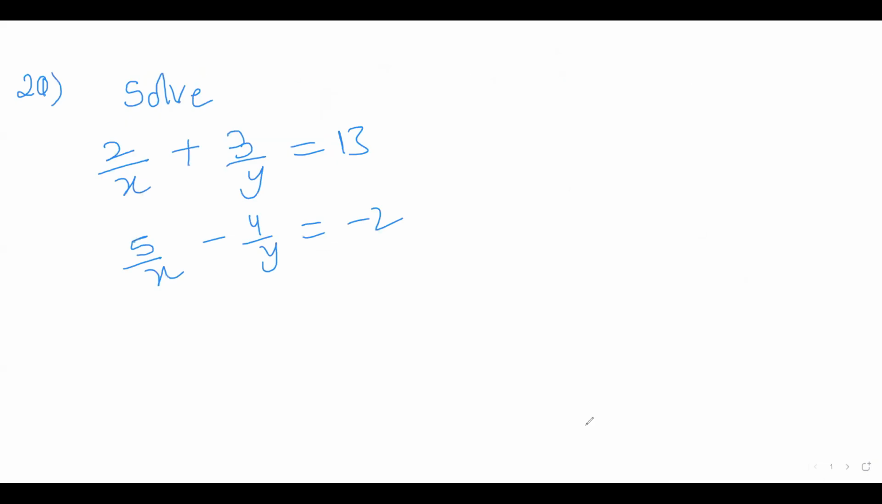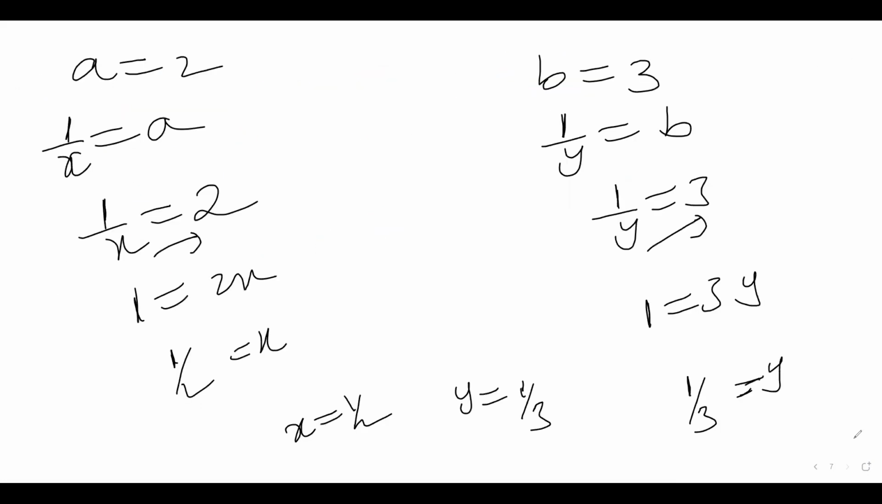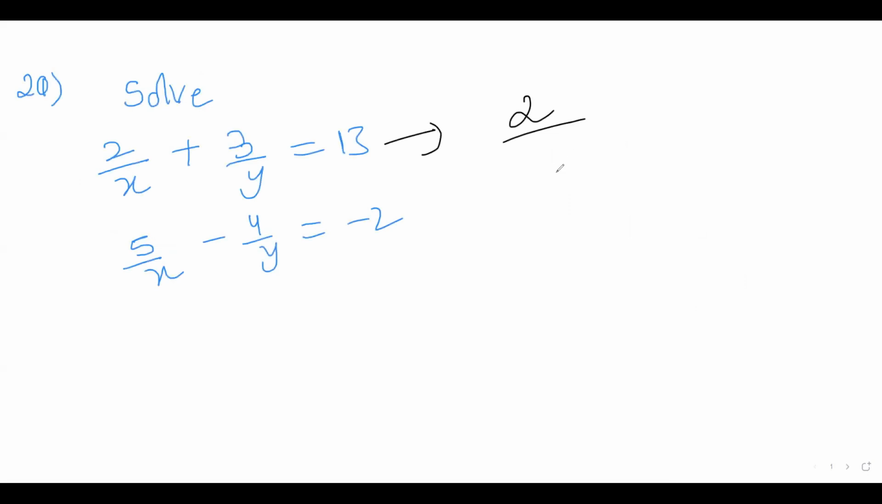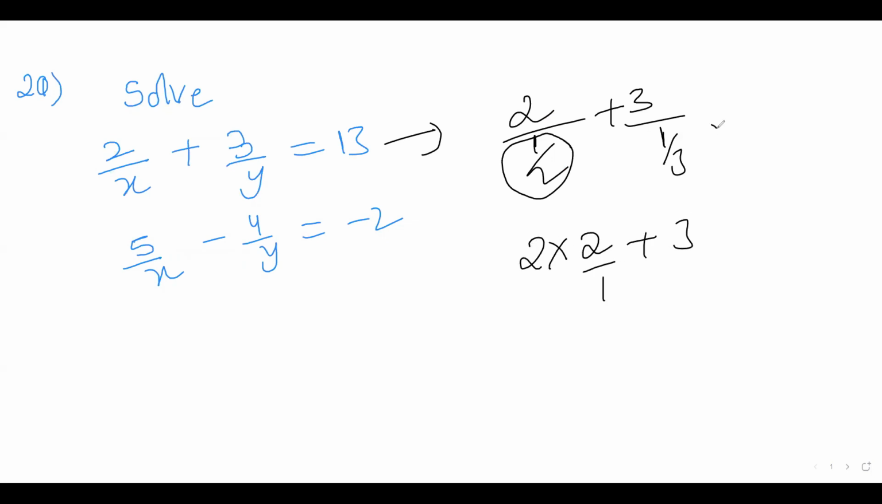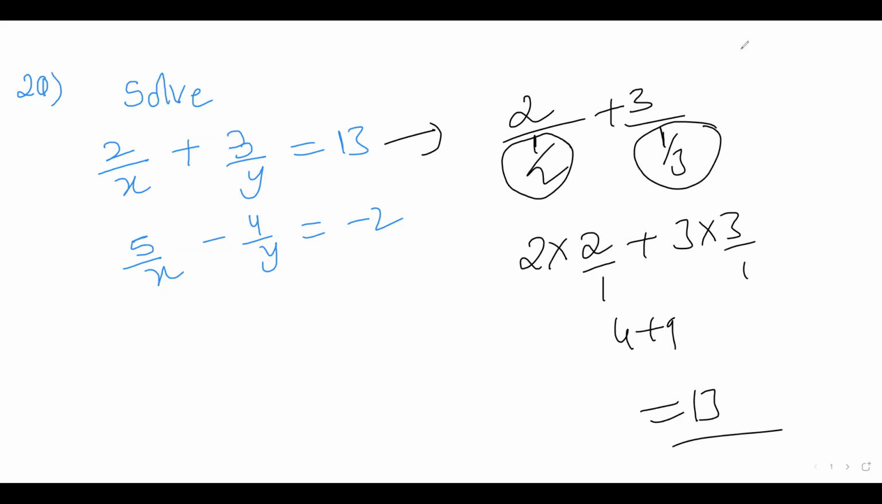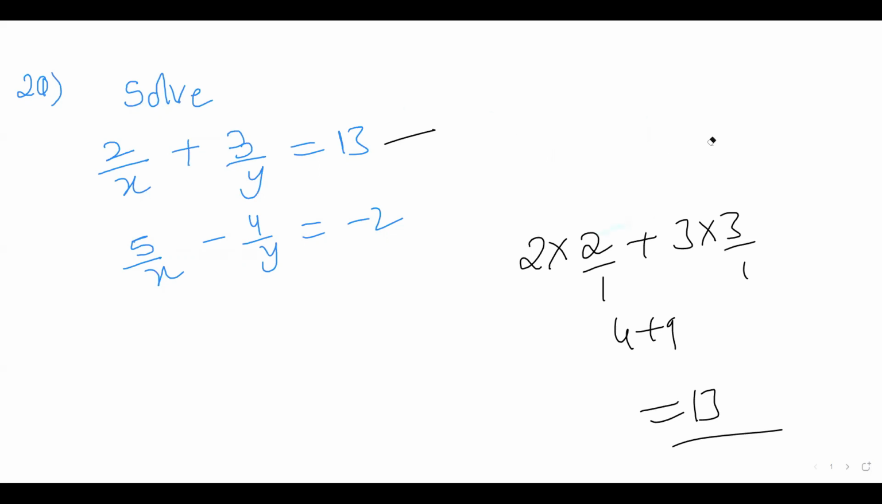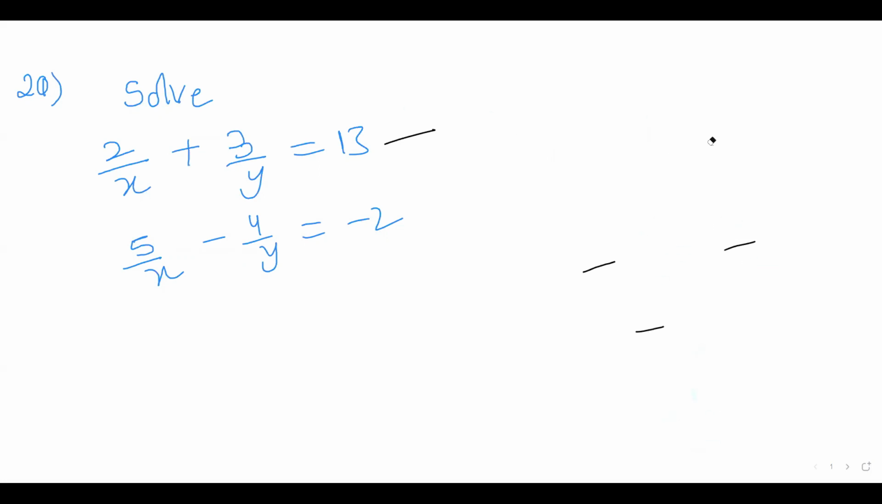Let us verify. In the first equation, x is equal to how much is x value? 1 by 2. I am writing 1 by 2. Y value is 1 by 3. Let us check whether we are getting 13 or not. This will become reciprocal. 1 by 2 will become 2 by 1. 1 by 3 will become 3 by 1. 2 fours are 4 plus 9, total how much? So LHS is equal to RHS, it is also verified. So initially you will convert the equation into A and B and then finally find the X and Y value.